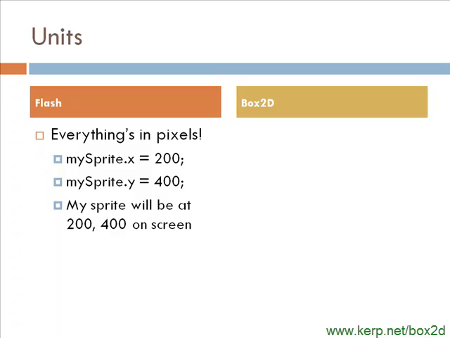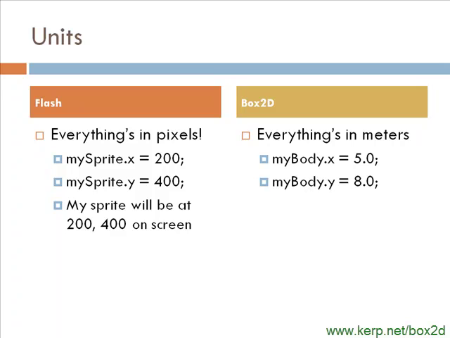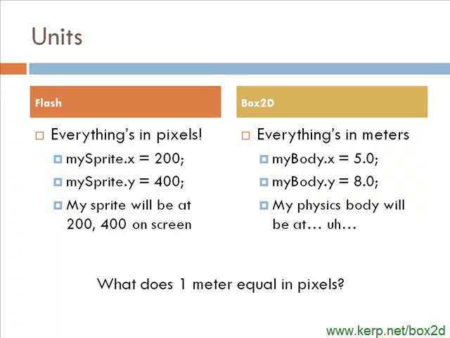Makes sense. So Box2D is all about simulating things as they behave in the real world. And in the real world, nothing's in pixels, things are in real world units. And Box2D uses the metric system. Everything's in meters. So instead you'll say some body, its X coordinate is at 5 and its Y coordinate could be at 8. And so as far as where that maps to on screen, well, actually that brings up a very good question. What does 1 meter equal in pixels?